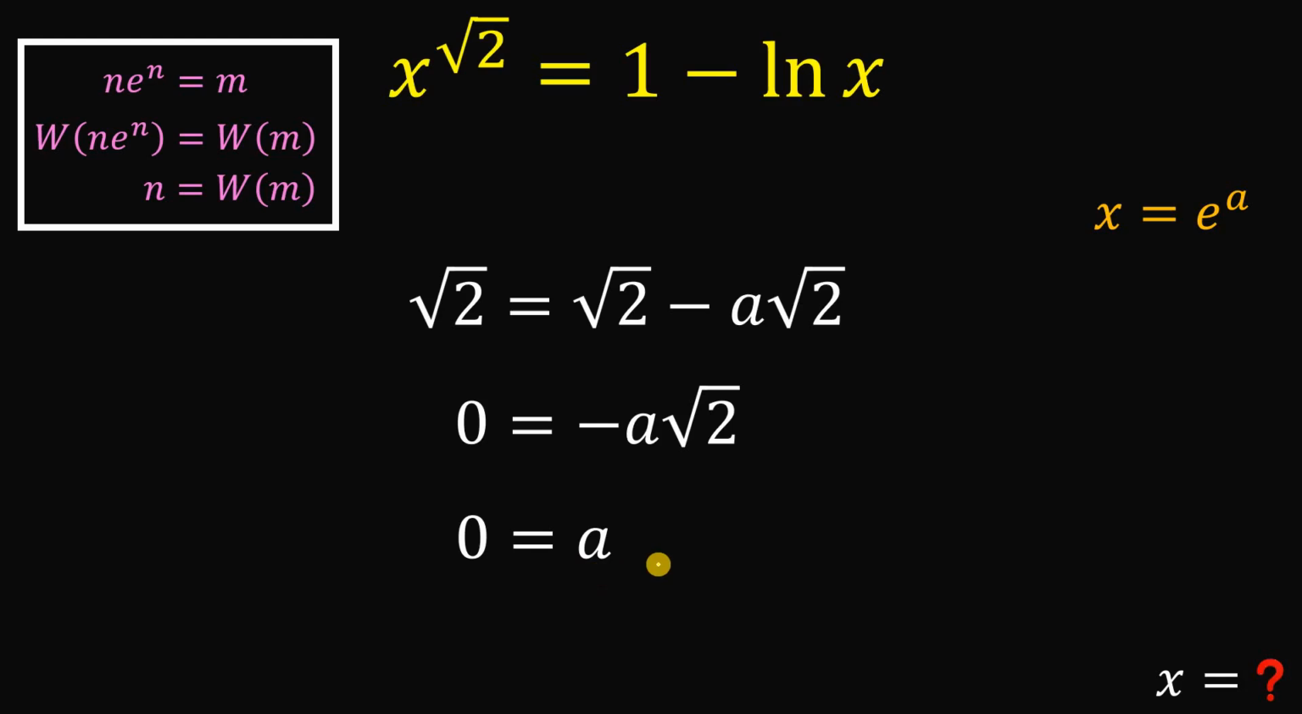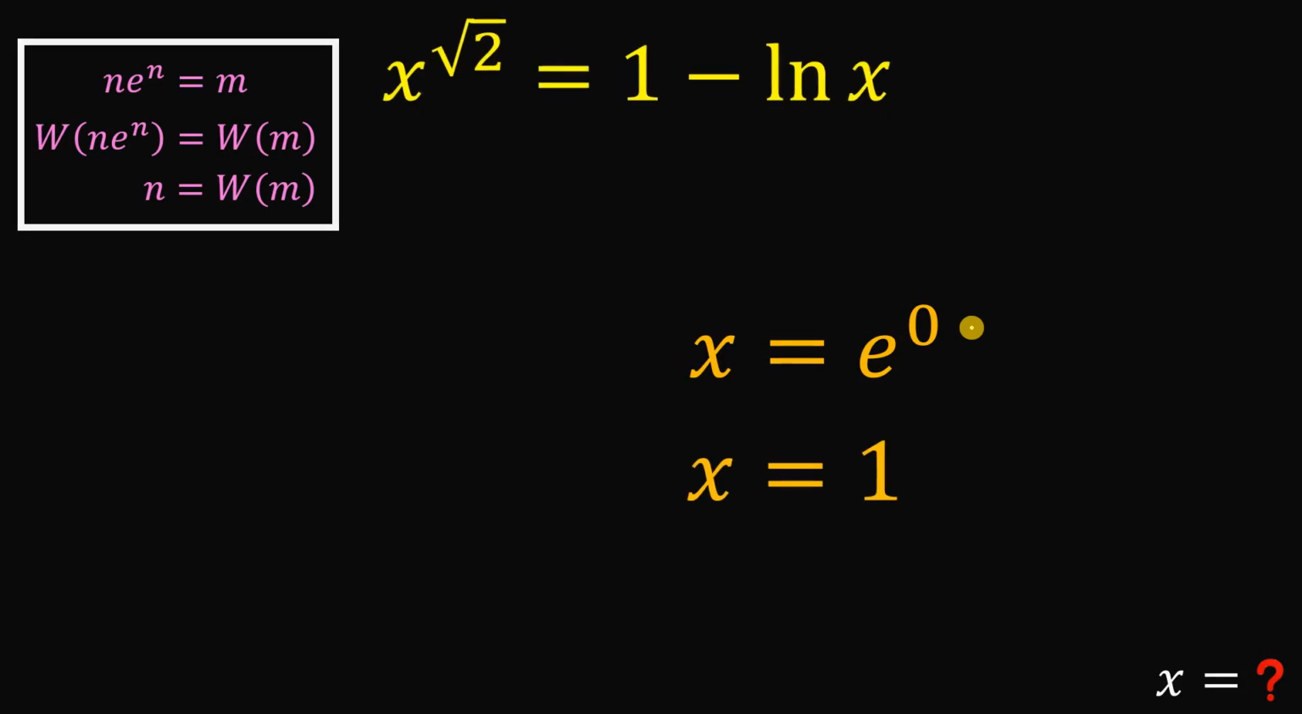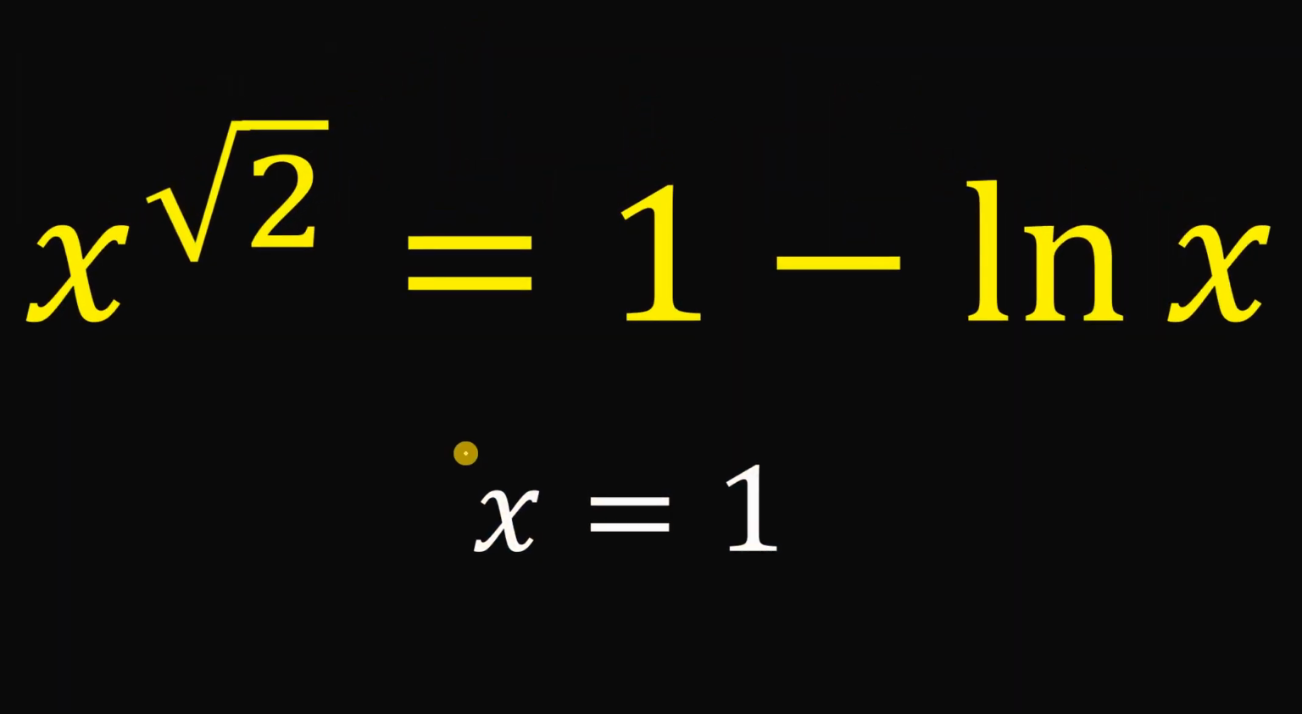But take note, we don't care about the value of a. We care about the value of x. Now we know x equals e raised to the power of a. This a, we can replace with 0. And e raised to the power of 0, any number raised to the power of 0, must be equal to 1. Therefore, x equals 1. This is the only value for x that satisfies this equation.